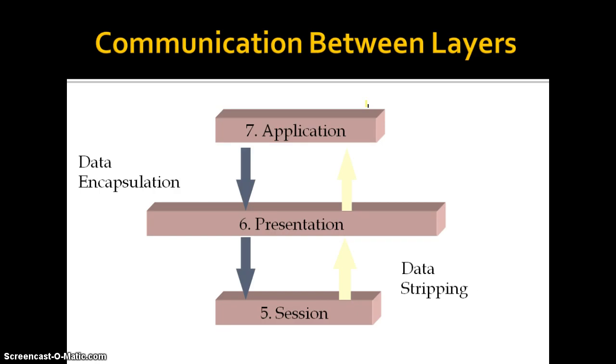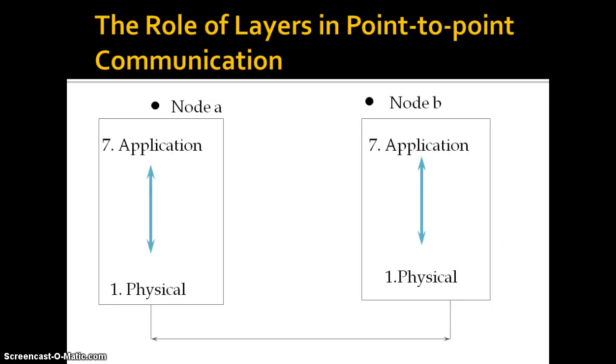The communication between the layers. The communication between the layers is as shown in the slide. Data encapsulation and data stripping are the two processes that take place between the application and presentation layer and the presentation and session layer respectively. The role of layers is point-to-point communication. Point-to-point communication refers to the communication taking place between two nodes. Here in the slide we have shown node A and node B.